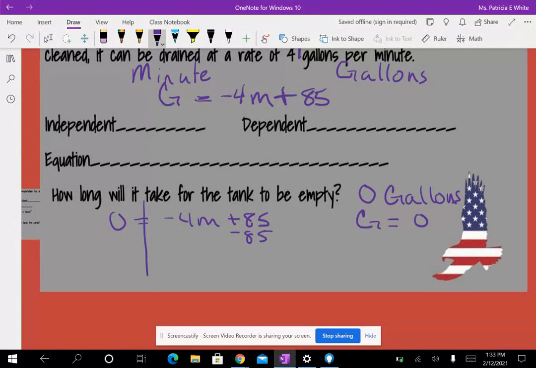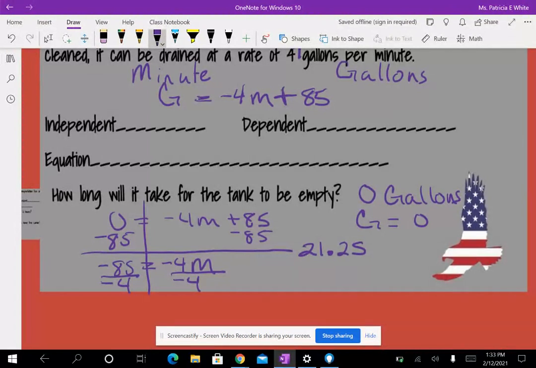Subtract that 85, draw your line if you like, from both sides. And now I've got a negative 85 equals a negative 4 times m. How do we undo the multiplying? We have to divide. So when I divide both, don't leave that negative behind. You're multiplying by a negative 4, so you have to divide by a negative 4. That's going to give me 21.25.